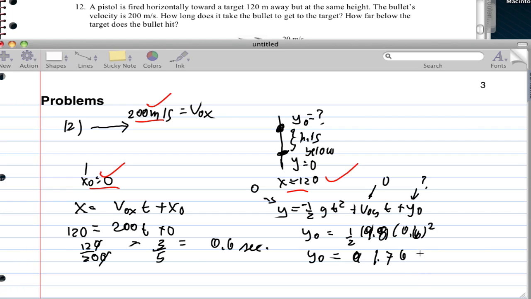This is 1.76 meters. So sorry about that. That should have been 9.8, not 4.9. So it's 1.76 meters below the target. I'm just so skeptical of this. Let me just double check it one more time. So 0.5 times 9.8 times 0.6 squared. Yeah, wow, 3 feet below the target. So you have to be really careful when you aim, I guess. Good to know.